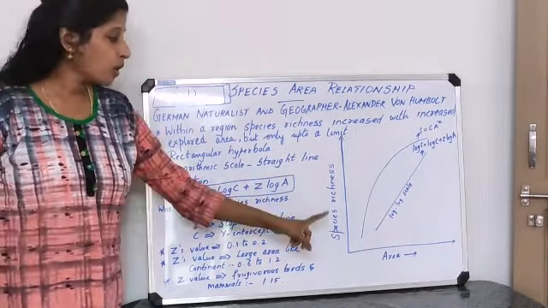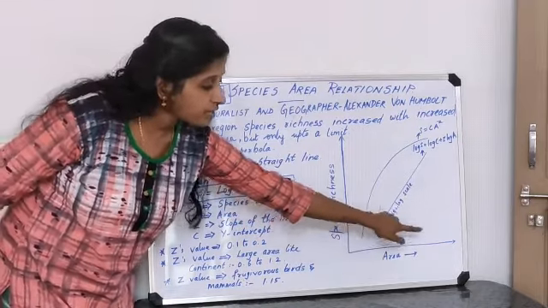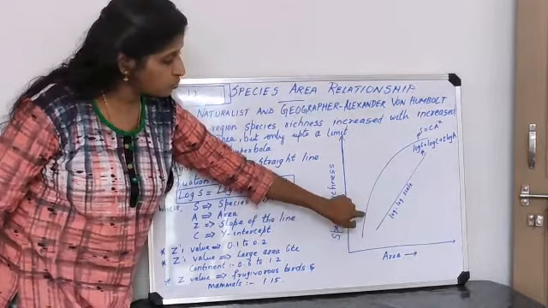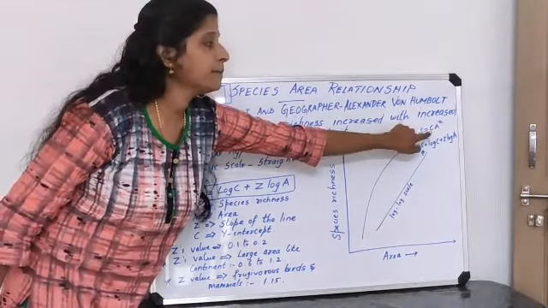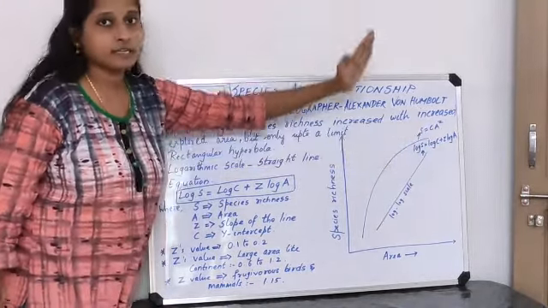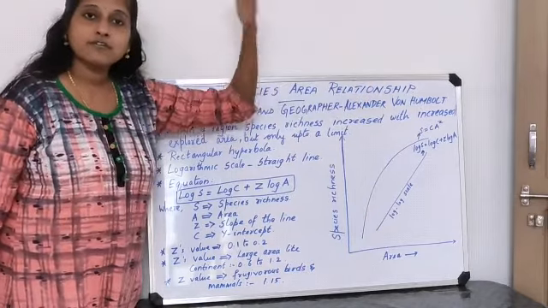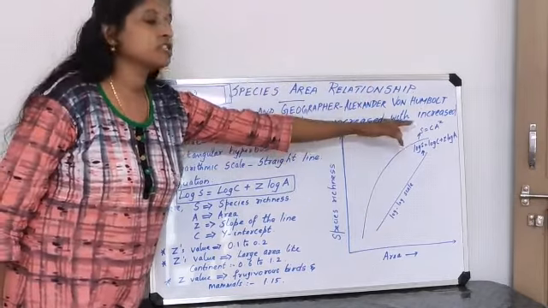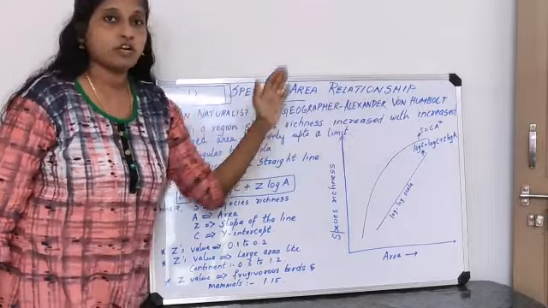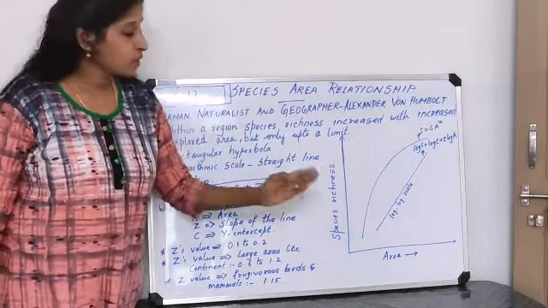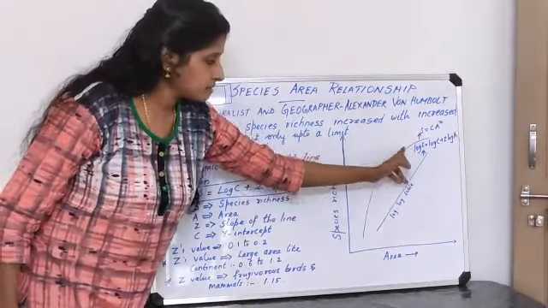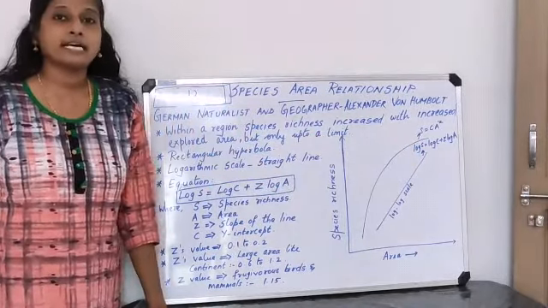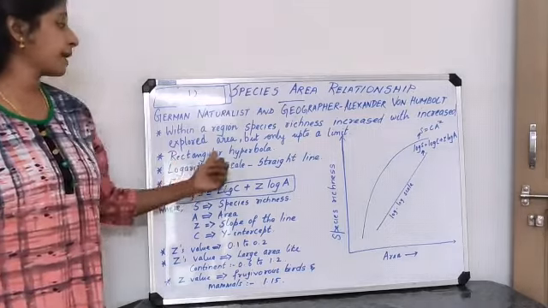What he was saying, when you go on increasing the area, the species goes on increasing, but up to a limit. Thereafter you cannot find any increase taking place. Even if you increase the area, the species will remain stationary. There will not be any increase. This type of curve, the nature of this curve, we call the rectangular hyperbola.